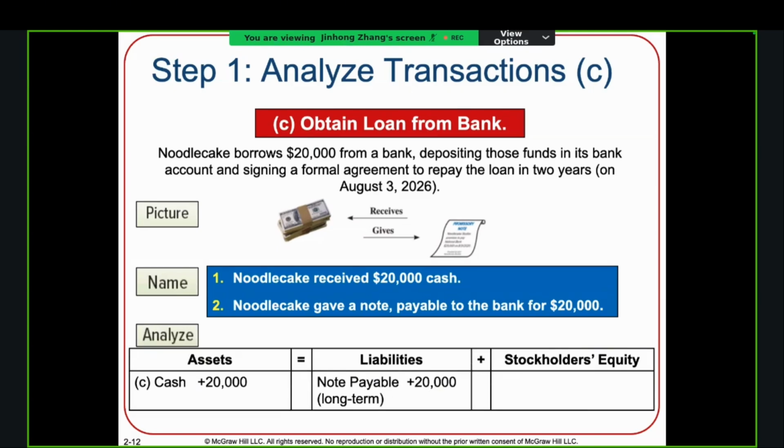Does that make sense? Increase assets, liability also increases, right? And the formula always makes sense.